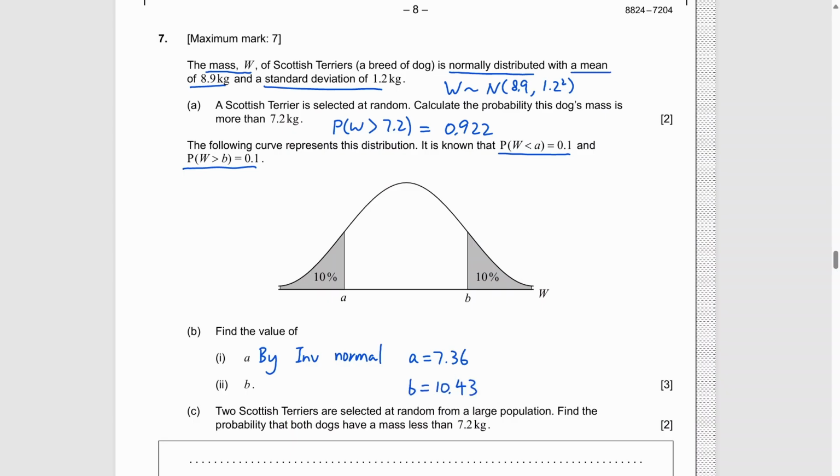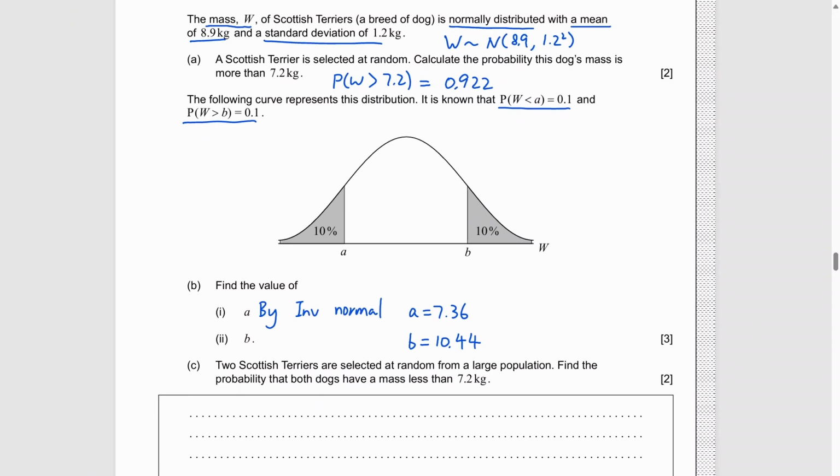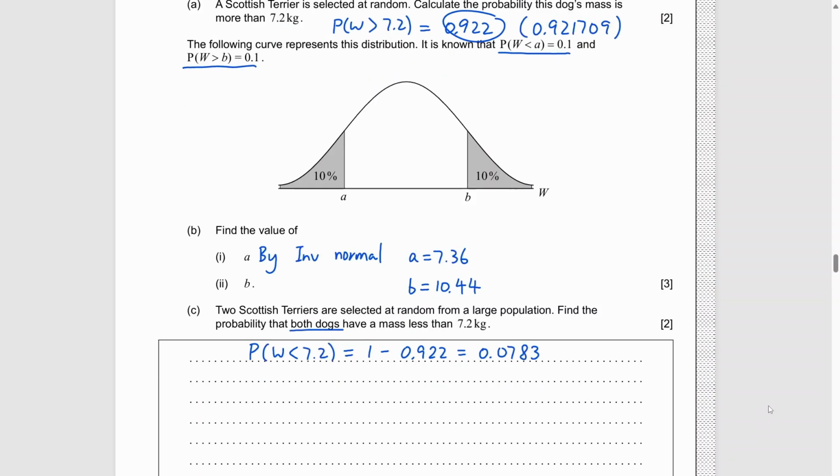Part C. We need to try 2 times and see that both of the hot dogs' masses are less than 7.2. Since we have found the probability of W greater than 7.2 in part A, we just use 1 minus it and we can find the probability of less than 7.2. Then square it.